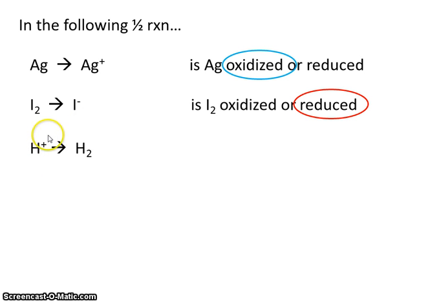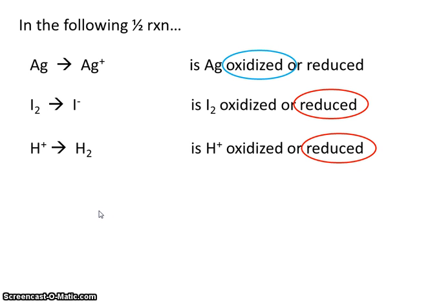Here we have H plus going to just a molecule of hydrogen. So I would say that this has an oxidation number of +1. This is an oxidation number of 0. So how do we go from +1 to 0? What do you think? I would say that that's an example of reduction because we went from 1 to 0. The oxidation number decreased.